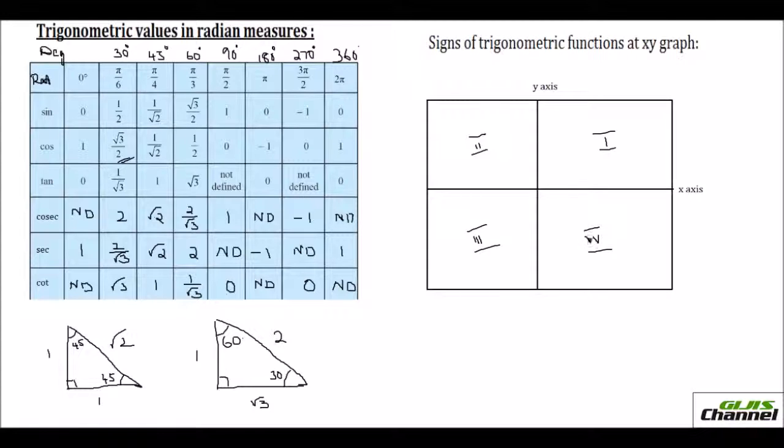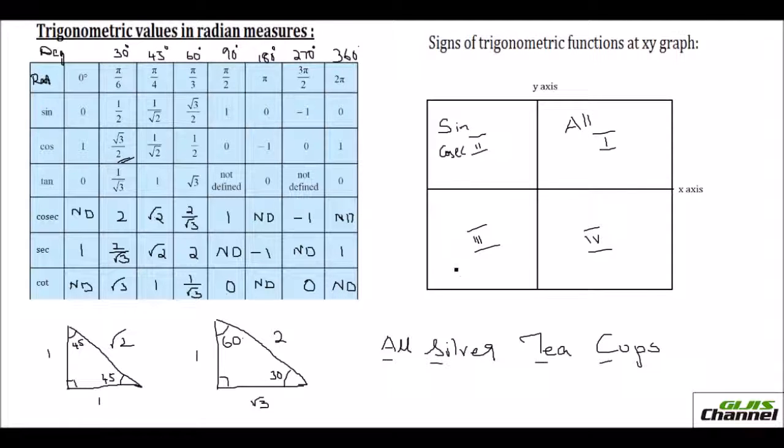For you to remember this, I would just like to tell you one sentence. Just remember this sentence: all silver tea cups. So let us fill in that. The first letters alone I just use here. A here means all your 6 ratios are positive. Here it is S, silver is S. So here only your sine and its reciprocal cosec are positive.